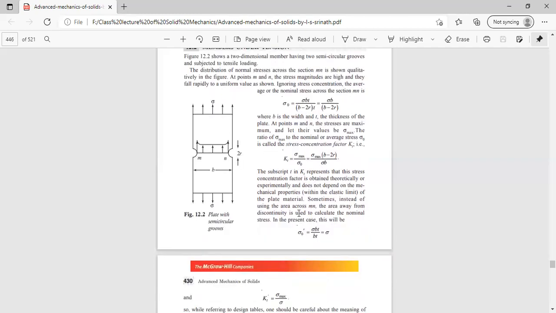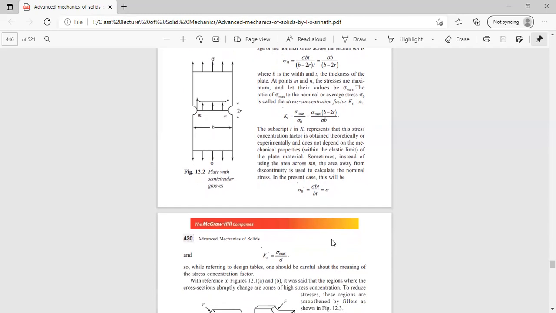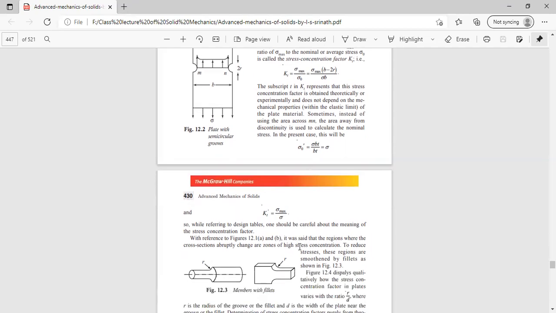But instead of using the area across MN, some area away from this cross-section is used to calculate the nominal stress. Here we know sigma 0 dash is some stress somewhere here, away from M and N, given by sigma 0 dash equal to sigma. And KT, if we put that value of sigma dash here, it will become KT dash equal to sigma max divided by sigma B, where we are considering the full length of the beam itself for sigma max.